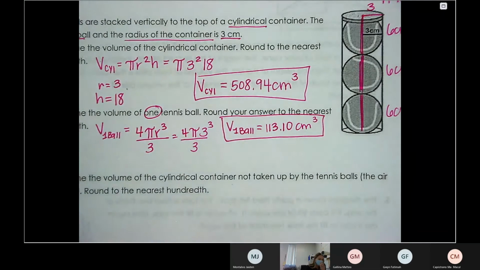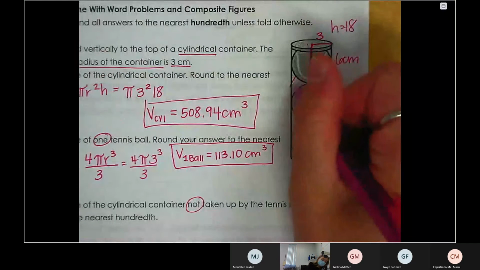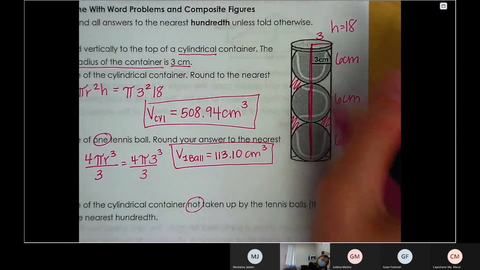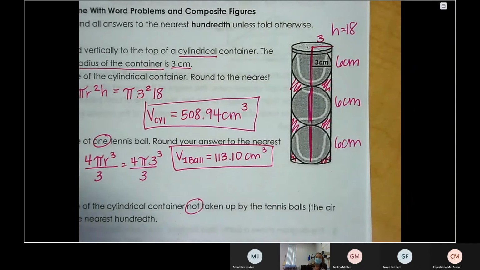Good. Last part, letter C. Determine the volume of the cylindrical container not taken up by the tennis balls. In other words, I want to know the air pockets. Beautiful. So I want to know this space over here that's left over. And say that a little louder, Cameron. What did you say to do? Why are you multiplying the volume of one ball by 3? Because there's 3 of them.